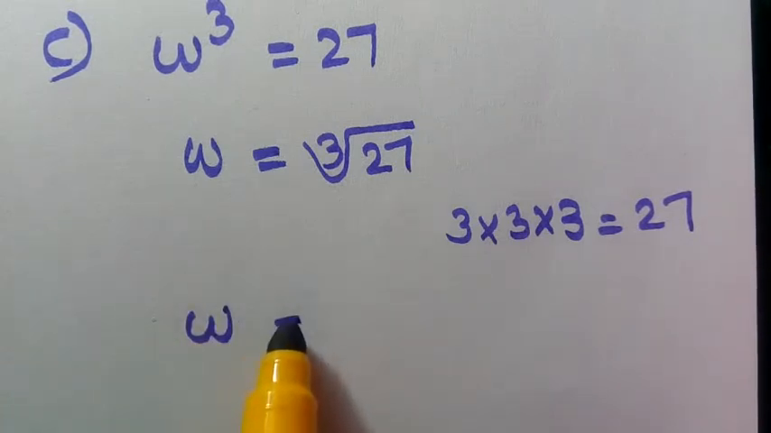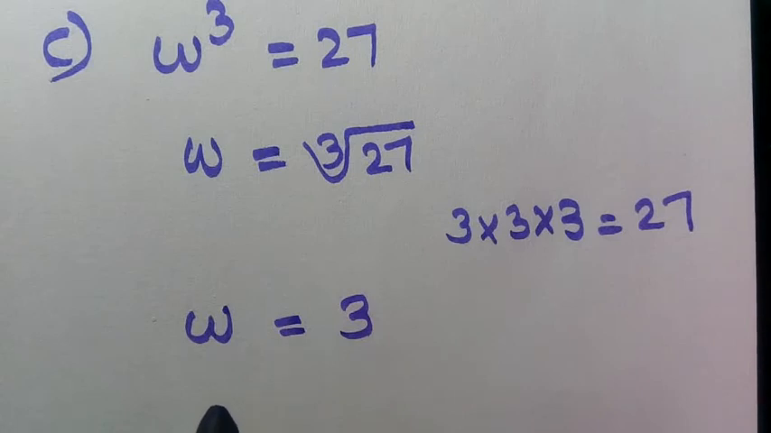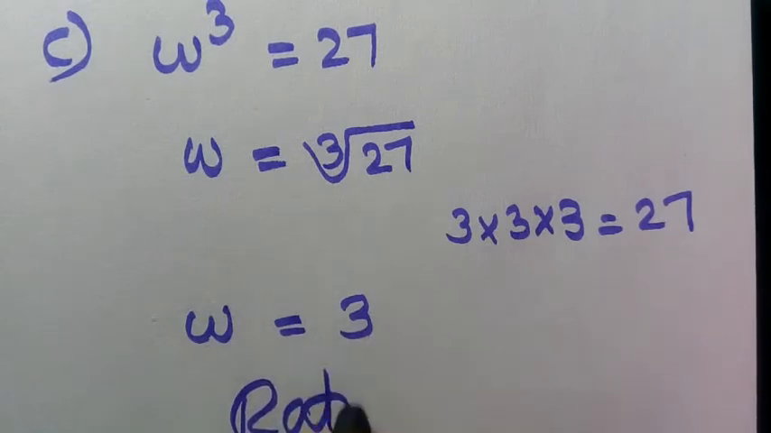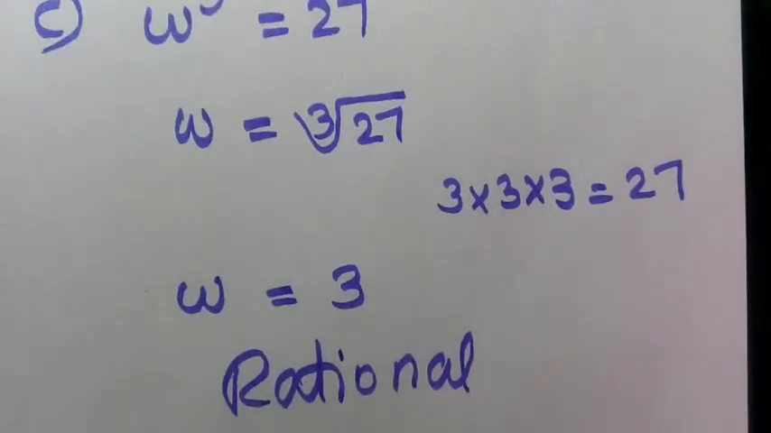Therefore w is equal to 3. Now we got the value of the variable w. Children, is 3 a rational number or an irrational number? 3 is a rational number. So the variable w is representing a rational number. Do you understand?